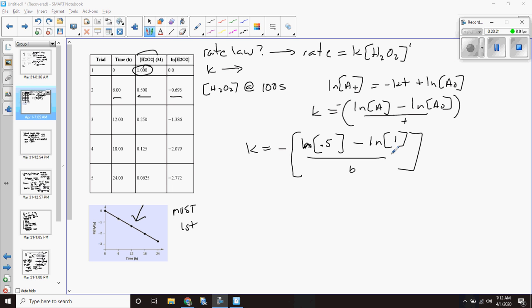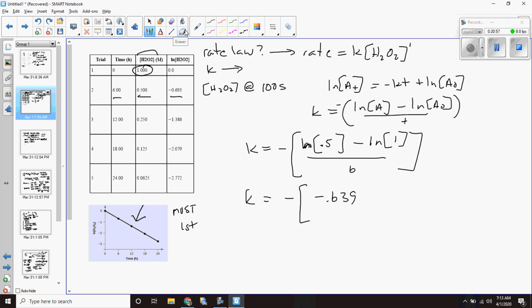By the way, this is actually a special problem because what happens here is the concentration drops by half, and when you go from an initial concentration of 1, the natural log of 1 is just 0. So this expression is going to be k equals the negative of natural log of 0.5, which is negative 0.693. All right, so it's good. So we get the same number that they got here.